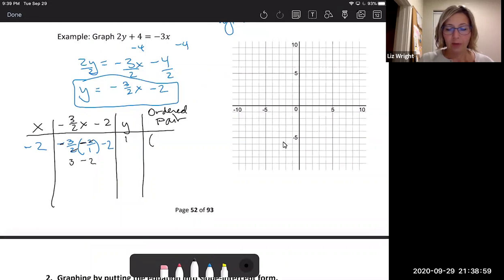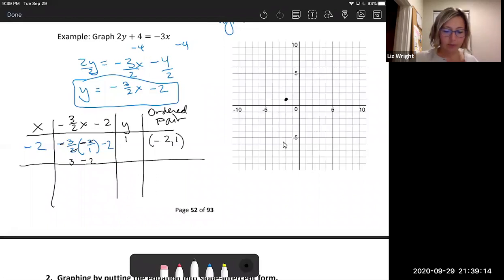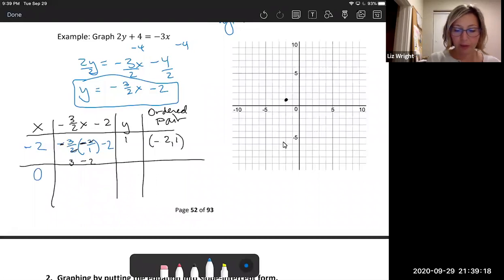And so then I'm going to be graphing the ordered pair of negative 2, 1. And I'm going to come over here and I'm going to graph it. Negative 2, so I'm going left 2, up 1 for negative 2, 1. And then I'm going to repeat that process. So now I'm going to do a 0, and then I'm going to do a 2.